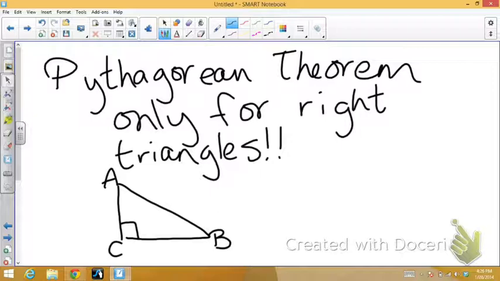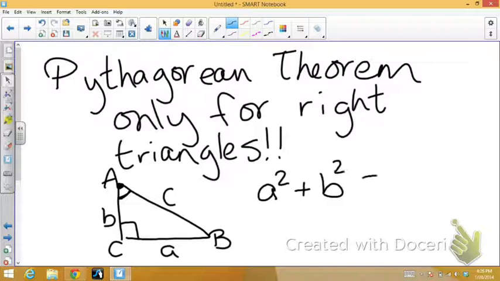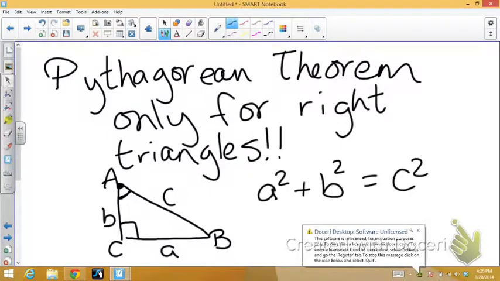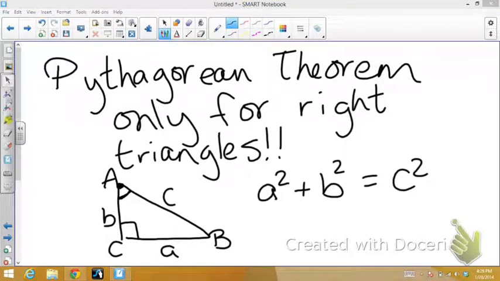The A I've labeled is the angle that goes on this point, so this angle. But the side across from it we would label little a. The side across from B we would label little b. The side across from big C we'd label little c. So Pythagorean talks about the sides, and it says if you know two of the sides, you can find the third. And it uses this formula, a squared plus b squared equals c squared. So it's saying if you know two sides, you can find the third.